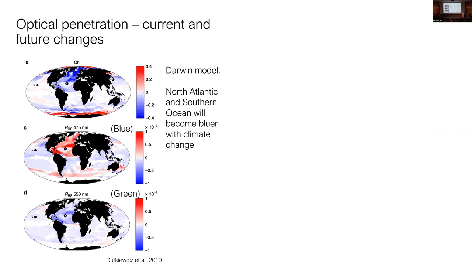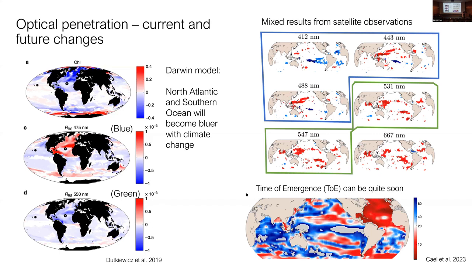Now, some models have shown that optical penetration will change in the future. So this is a really nice study using the Darwin model, where they looked at changes in chlorophyll and then associated changes in the blue wavelength and the green wavelength. And what Stephanie Dutkiewicz et al. showed is that in the North Atlantic and in the Southern Ocean, the oceans will become bluer. So optical wavelengths will penetrate a little bit deeper and be less green. However, in this recent study from B. B. Cael et al., looking at the different specific wavelengths from satellite observations, they're showing much more mixed results.